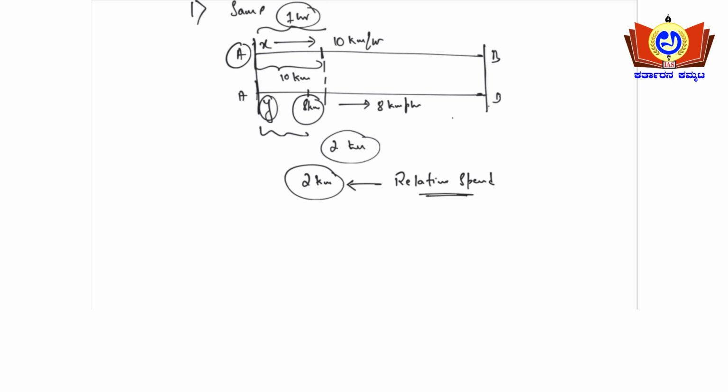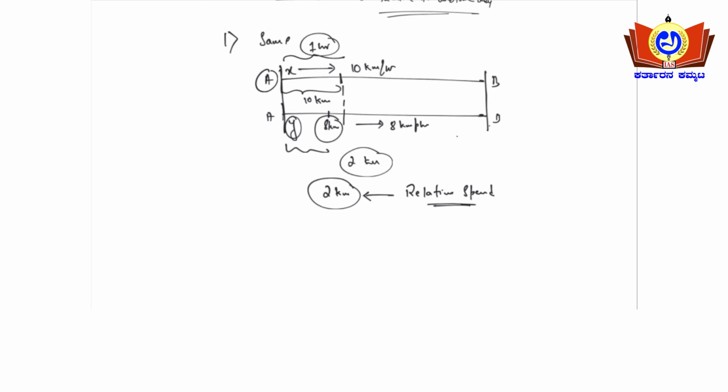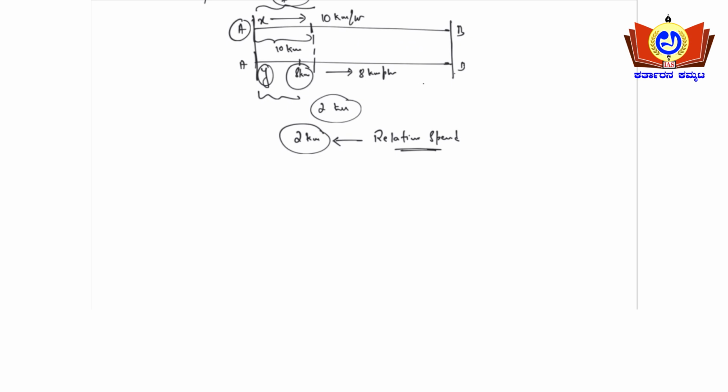So in relative speed, what happens? If both the persons are traveling in the same direction, then the relative speed will be S1 minus S2. See, in the same 1 hour one travels 10 kilometers and the other travels 8 kilometers. So this is the difference between S1 and S2. The relative distance will be 2 kilometers, hence the speeds will be subtracted.